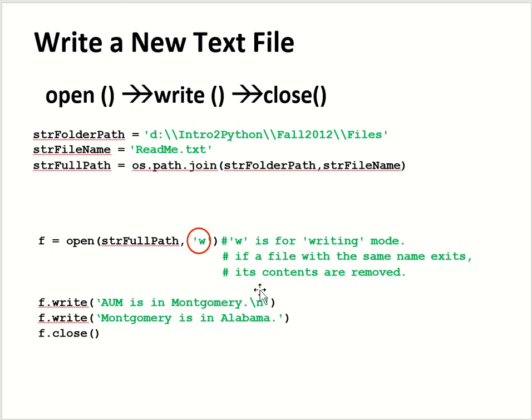Now for the r, if you're reading a file, some file of this name has to actually exist at this location or you'll get an error. For writing mode, a file can be overwritten if it exists, so be careful about that. But the other thing is that you won't get an error if the file doesn't exist. Instead, a new file will be created, called readme.txt in this case.